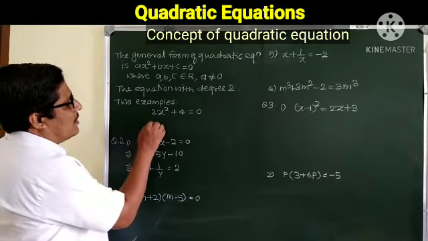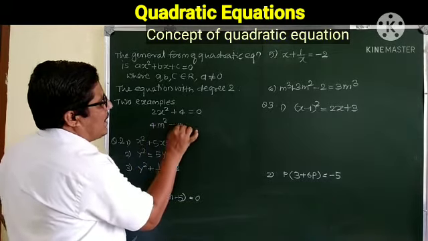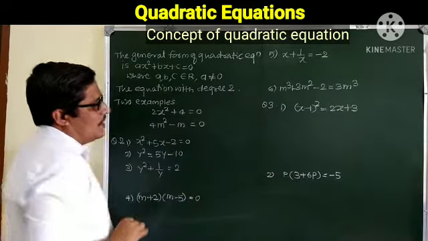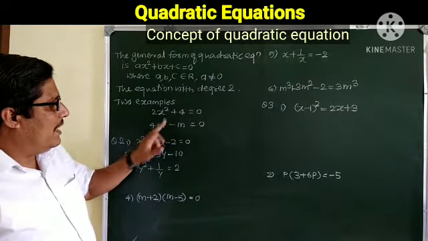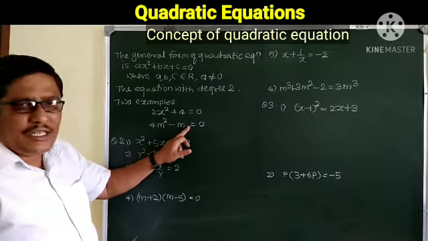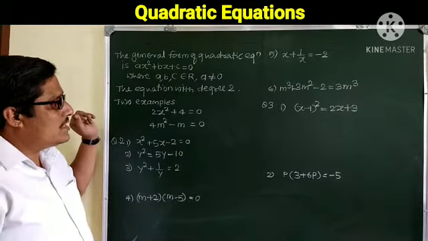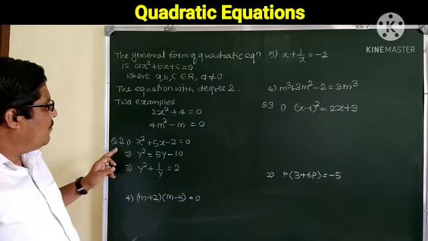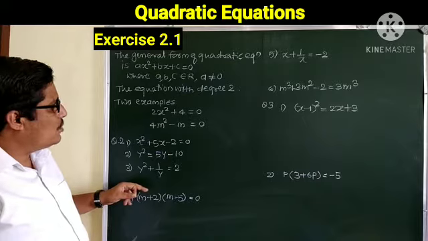So, another example we will write: 4m square minus m is equal to 0. Now in this case the middle term is not there, and in the earlier case the constant is not there. Therefore, these are the two examples. Now we are taking the example questions from exercise 2.1.